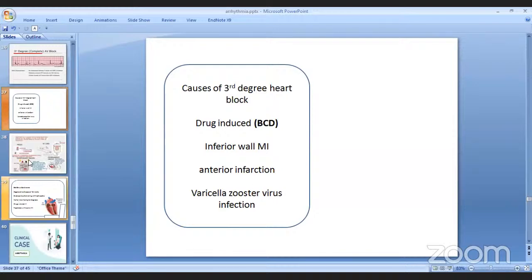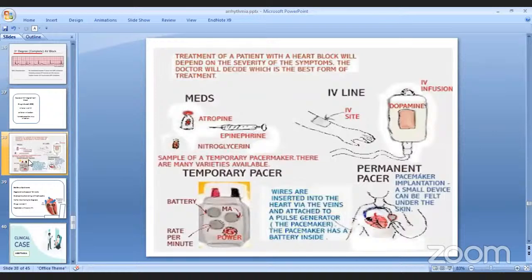Okay. Now let's talk about the treatment of third degree AV block, or let's say just AV block. Treatment of AV block. First, we can try medicines. Among the medicines, there is atropine. Atropine is an anticholinergic drug; it blocks the muscarinic receptors.